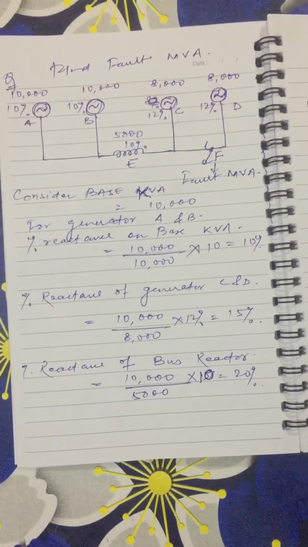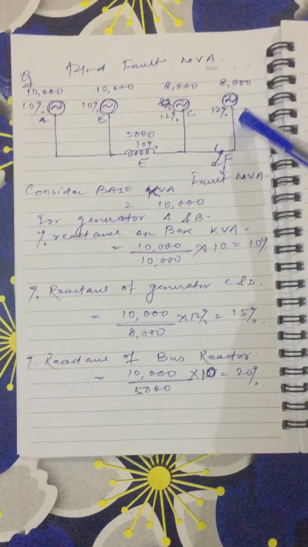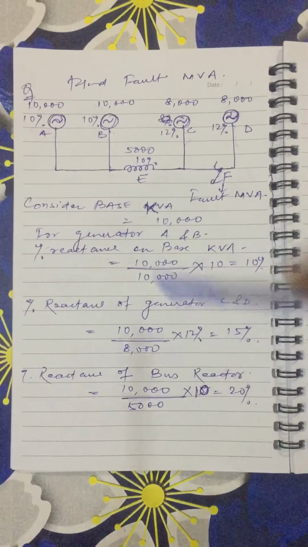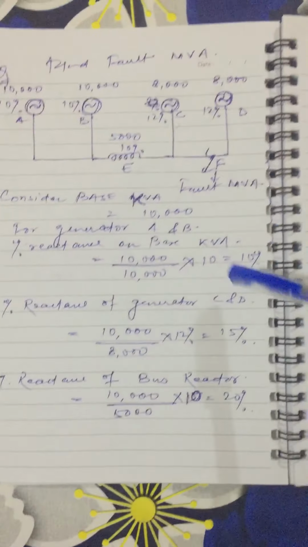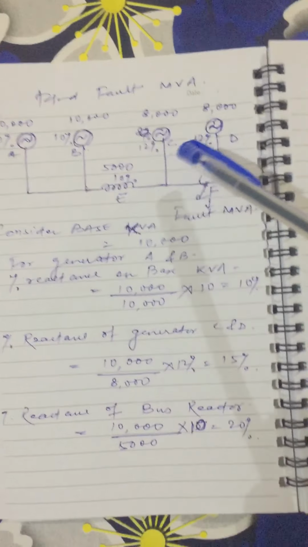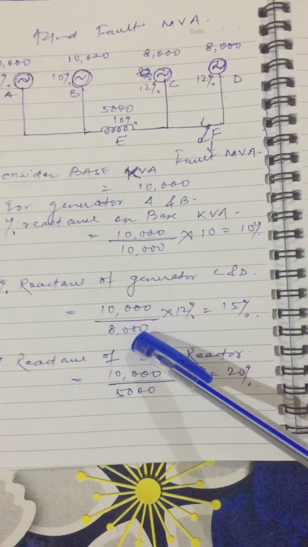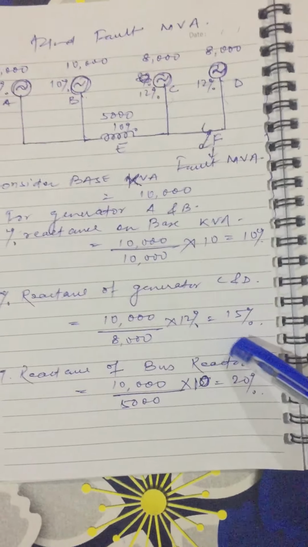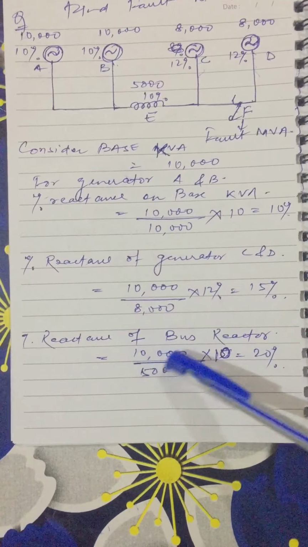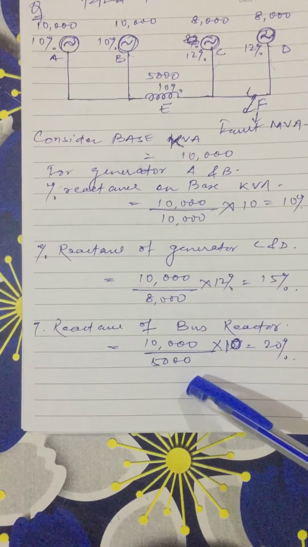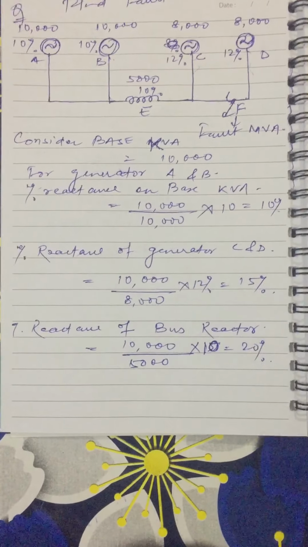So again, with the same procedure, I have to find the percentage reactance for A, B, C and D on the base kVA. Since the base kVA and the rated kVA are the same here, the percentage reactance of A and B will come as 10%, and for C and D it will be 10,000 divided by rated kVA into the rated percentage impedance. It will come as 15%. For the bus reactor, again the base kVA divided by rated kVA into 10% as the rated percentage reactance, it will come as 20%.